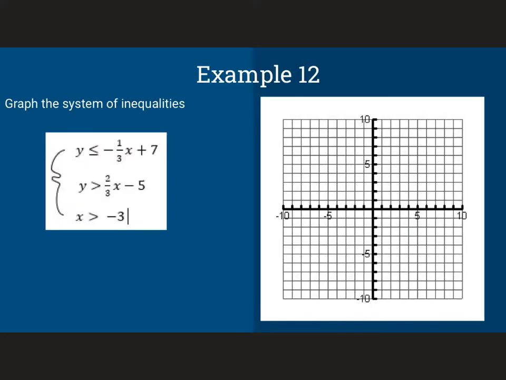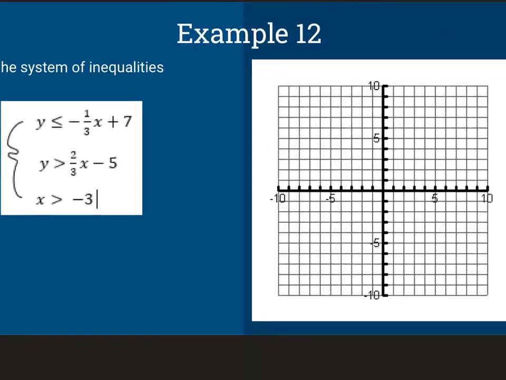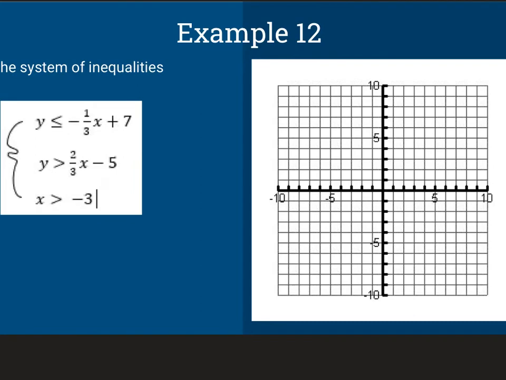That's right here. We've got a system of 3 inequalities. We do notice that they are all in slope-intercept form. So the first one, let's go ahead and graph that one now. And the first one is y is less than or equal to negative 1 over 3x plus 7. I'm going to use this plus 7, which is my y-intercept, and I'm going to plot that first.